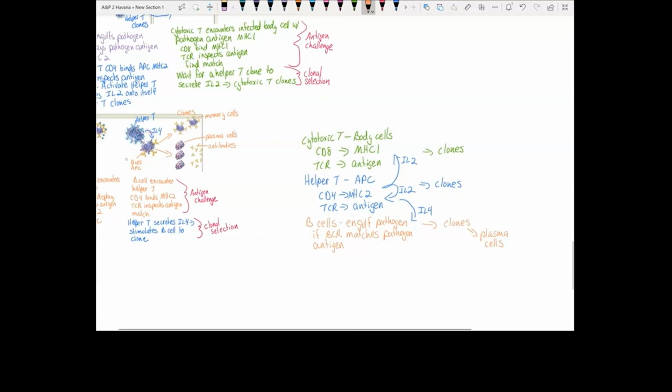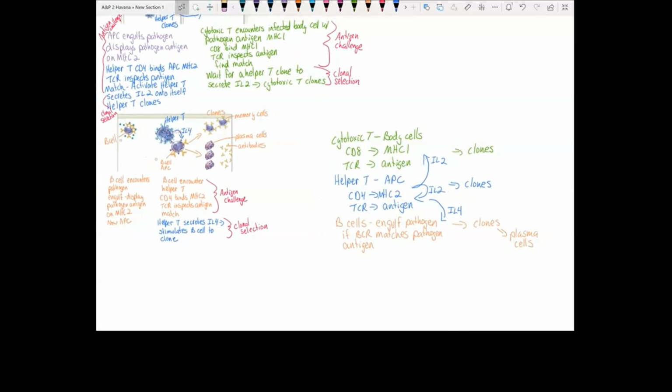Alright, so there is the antigen challenge and clonal selection of the third line. In the next video, we'll go over the effector response. That's what these cells actually do to go out and fight the infection. So this part was antigen challenge. You have to find the match. You have to find the TCR or BCR that matches the pathogen antigen. And then clonal selection: once you find those matching cells, you clone them to make an entire army of them.